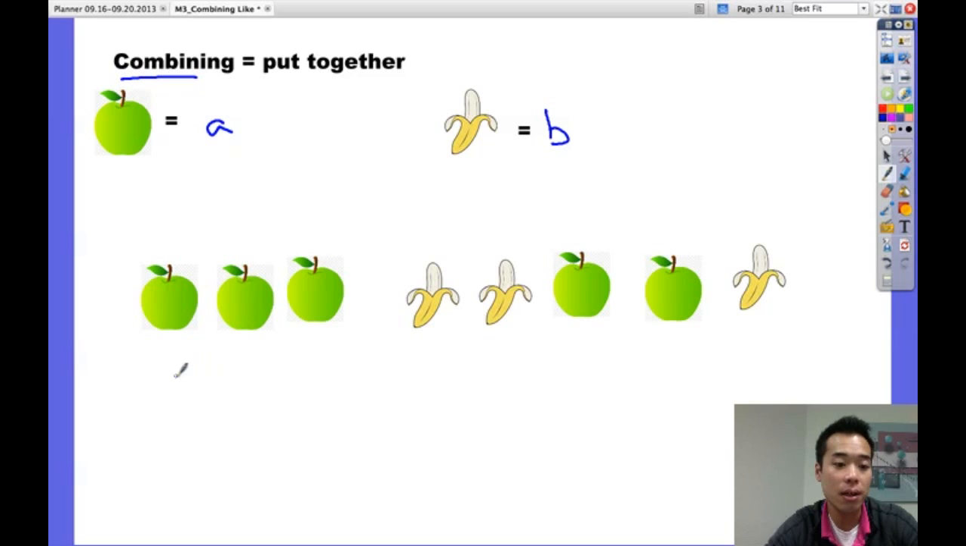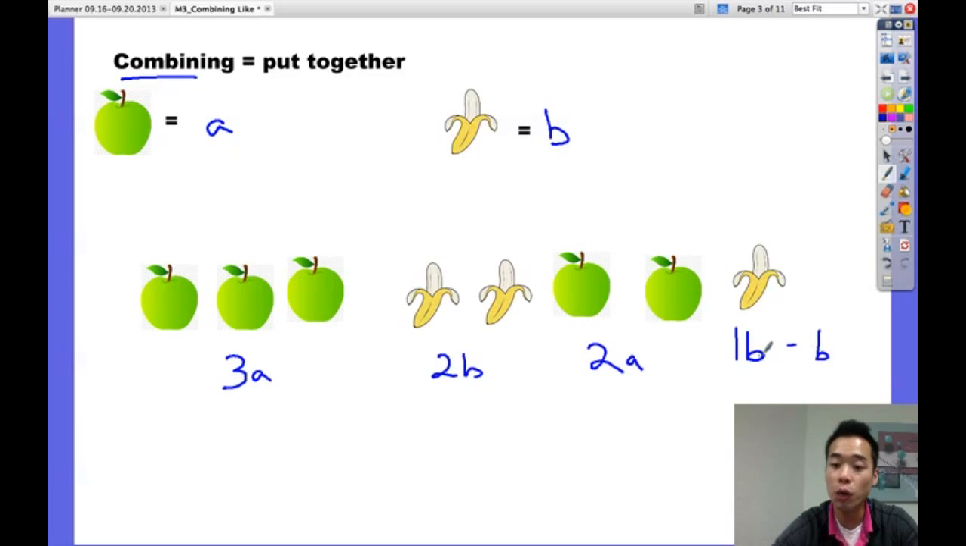On the screen right here, I have 3 bananas. Remember that multiplying is the shortcut of adding the same variable or the same number over and over. So instead of writing 1 apple plus 1 apple plus 1 apple, I'm going to go ahead and say 3a. Here I have 2 bananas, so that'll be 2b. 2 green apples, 2a. 1 banana is 1b. Sometimes in math we just write b. Remember, every variable that stands by itself also has a 1 as a constant, a number in front of it, the number 1.